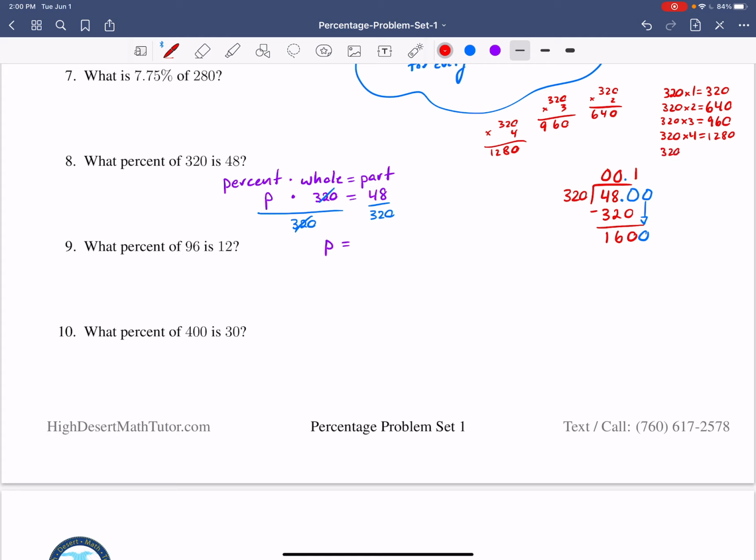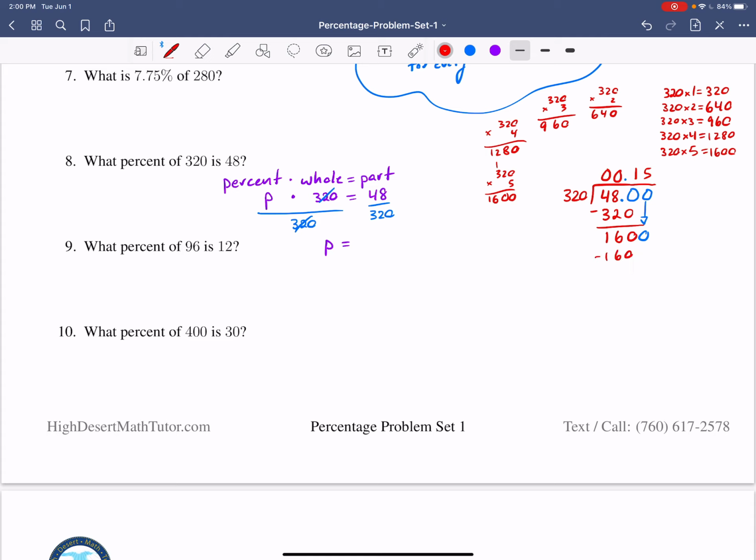So 320 times 5. 5 times 0 is 0. 5 times 2 is 10. So 1, 0. 5 times 3 is 15, but we have to add this 1. So 15 plus 1 is 16. So just like that, we got that 320 times 5 is 1,600. So we put this 5 up here, and 5 times 320 is 1,600.